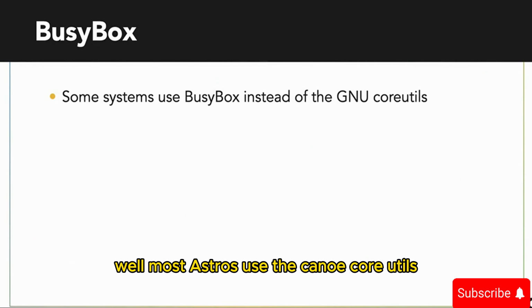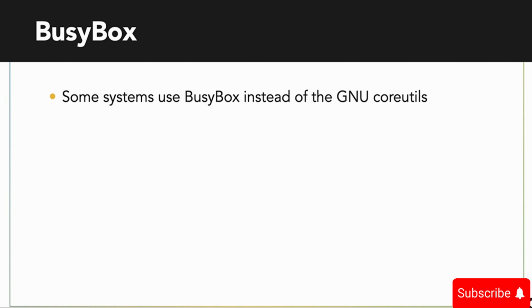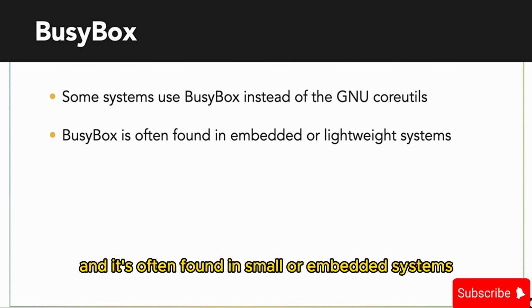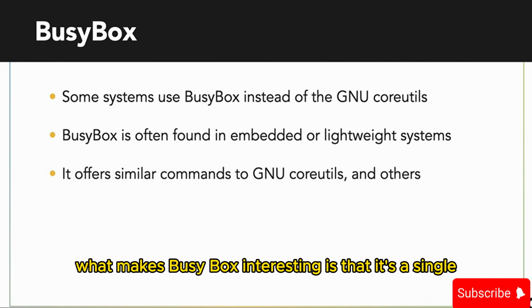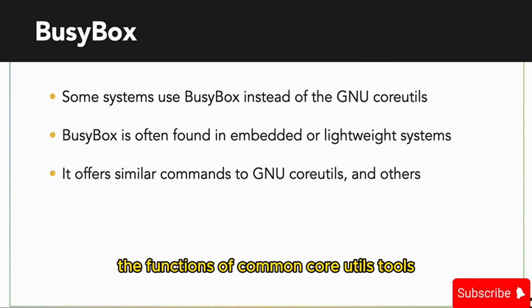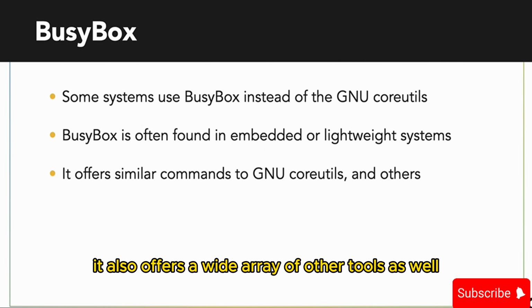While most distros use the GNU Core Utils, some use a different set of tools called BusyBox. It's an alternative to GNU Core Utils, and it's often found in small or embedded systems. What makes BusyBox interesting is that it's a single program, which offers many of the functions of common Core Utils tools. It also offers a wide array of other tools as well.